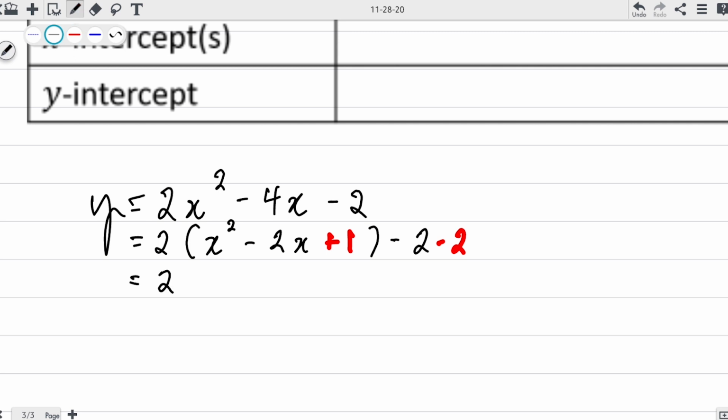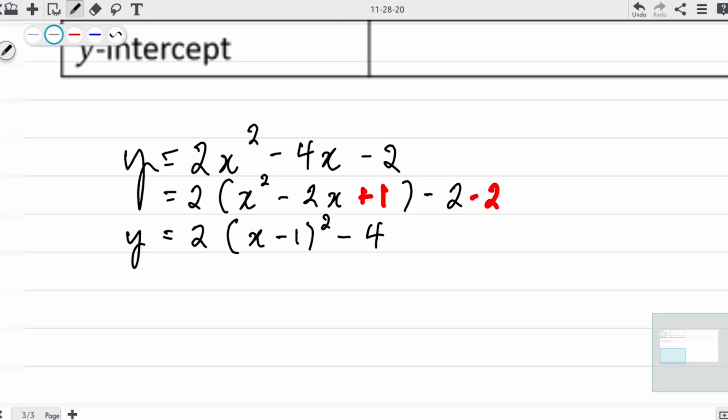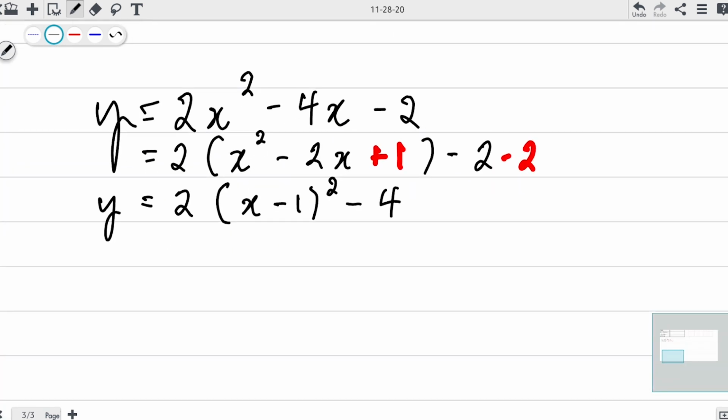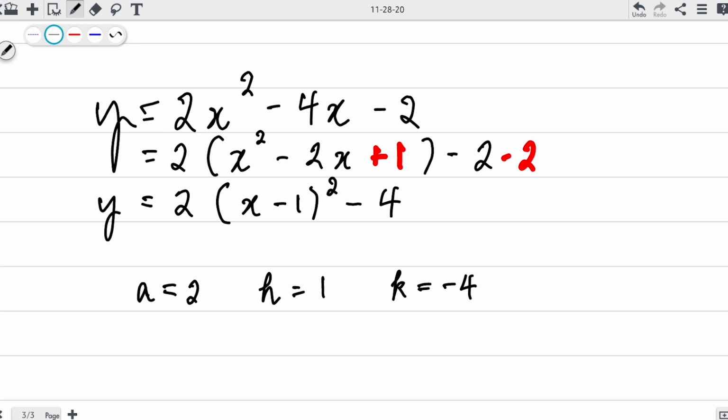Let's write this. We have 2 times x, this is factorable now, x minus 1 squared minus 4. Okay? So in this case, your a is equal to 2, your h is equal to 1, and your k is equal to negative 4.